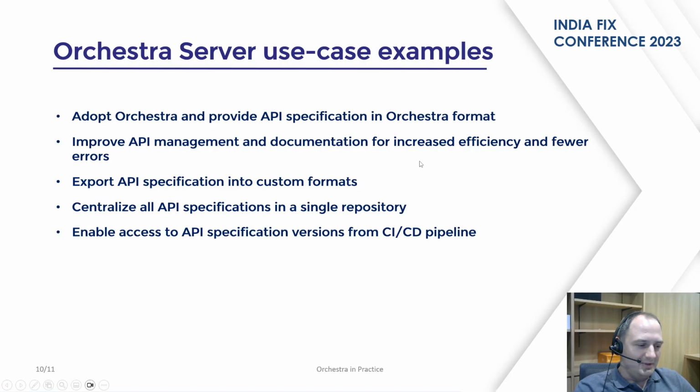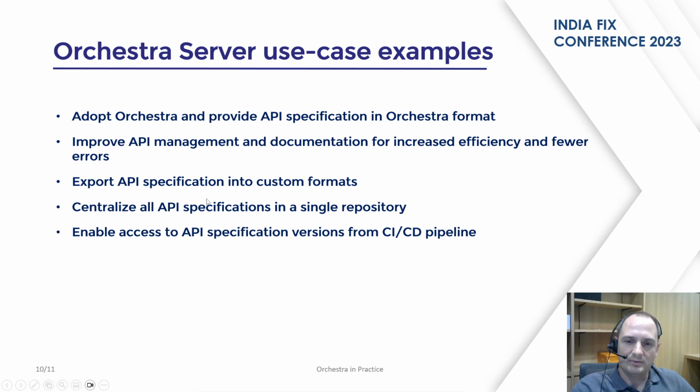Orchestra server, as you can see, offers many features. What are some examples of use cases that companies might want to use Orchestra server for? Well, a trivial use case, and most straightforward one, is to adopt Orchestra, to get started with Orchestra, and also to provide your API specification in machine-readable Orchestra format to your counterparties. Orchestra server allows you a very easy way to do that. As we saw, Orchestra server also provides a very efficient way to manage your API and to document your API. With this, you can create it much quicker and with less errors.